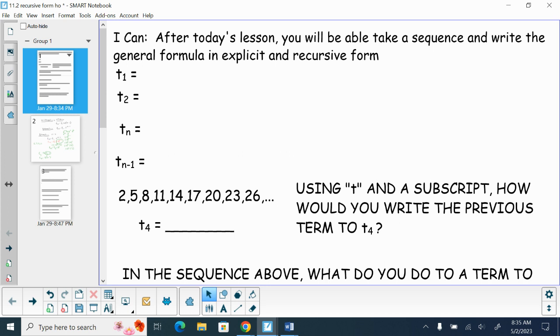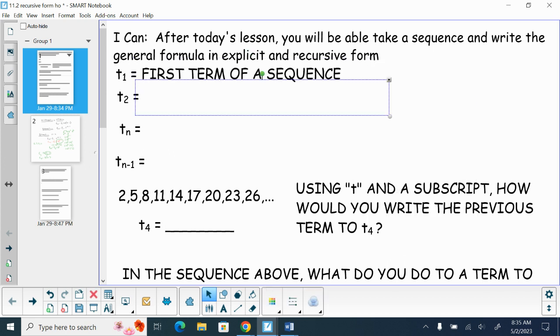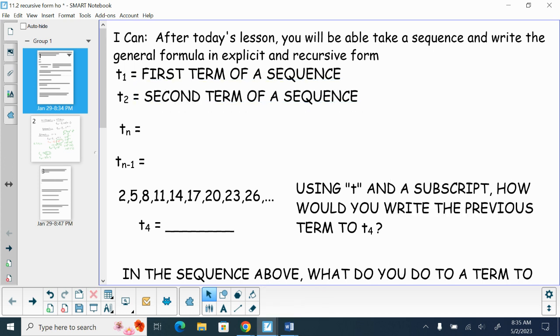I gave you a list of terms in the sequence and asked you, how did you get from one term to the next term? That's how our brain works a lot of times. We don't typically go into the formula idea. But today what we're going to look at is the recursive formula, which once again is more how our brain works. If we look at T1, this is the first term in the sequence. T2 is the second term in the sequence, because my subscript is 1, my subscript is 2.